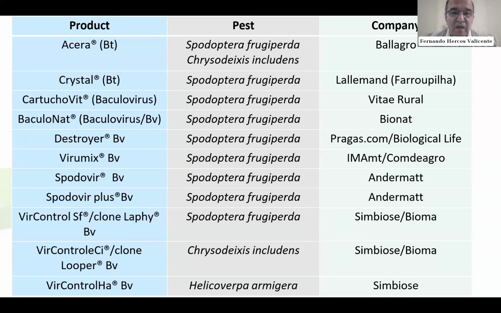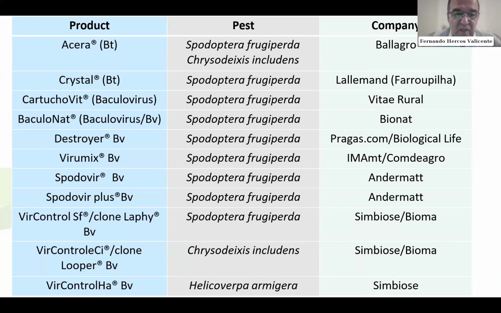So we have these products. I tried to make this table with the products that we developed in our lab, the pests, and the company. Acera is for 2 strains of Bacillus for Spodoptera and soybean looper, developed by Balagro. Crystal is for Spodoptera, and they are going to increase the production, by Lalimand, formerly Farroupilha in Brazil.